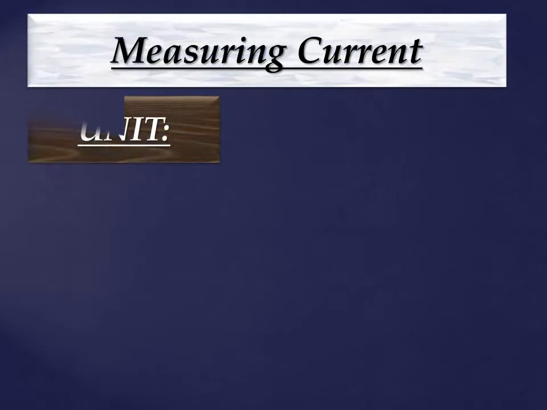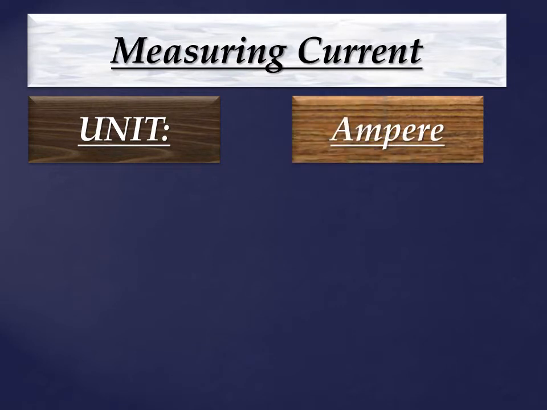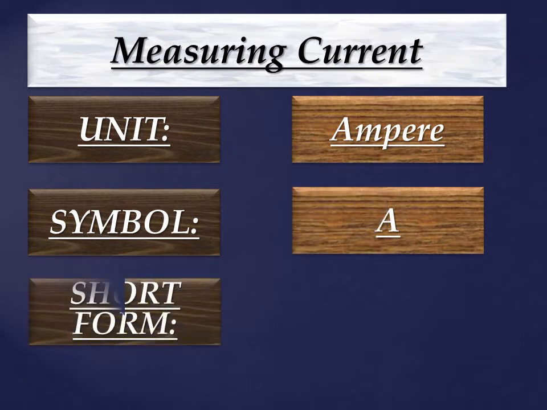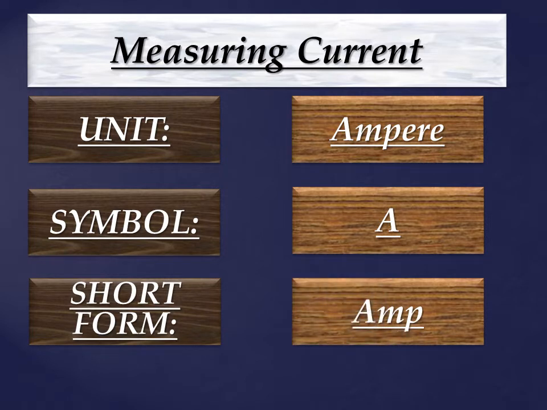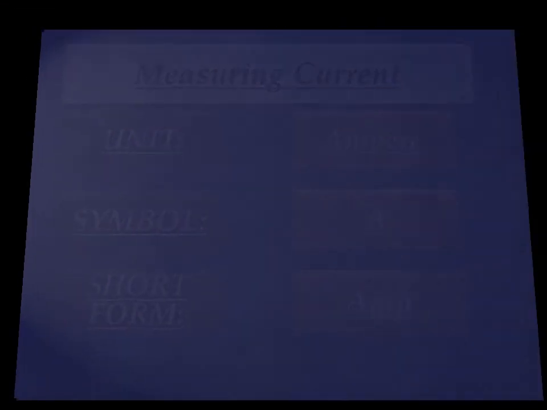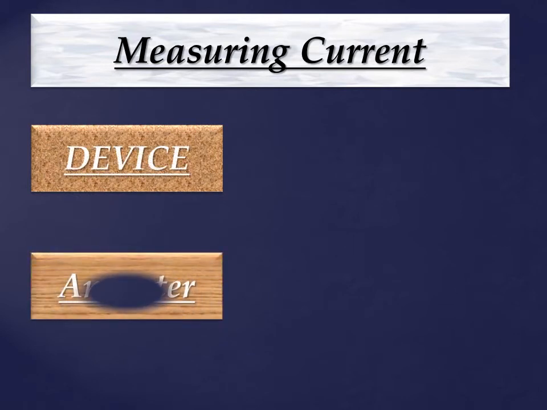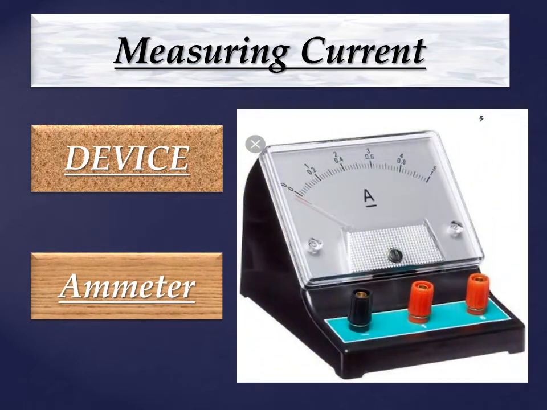Measuring current. The unit used for the current measurement is ampere. Ampere is represented with the symbol A, and its short form is AMP. Measuring current. The device used for measuring current is ammeter. As shown in the picture, all ammeters have two types of connector, one labeled as positive connector and the second one labeled as negative connector. They are of different colors. Here they are red and black in color.